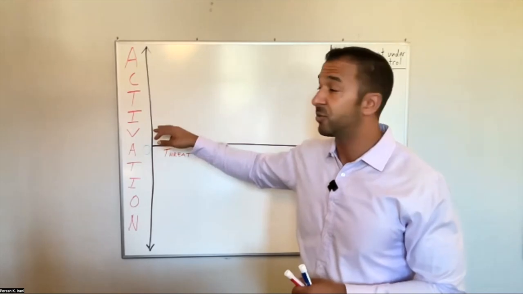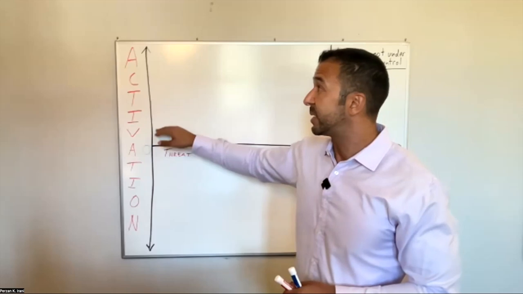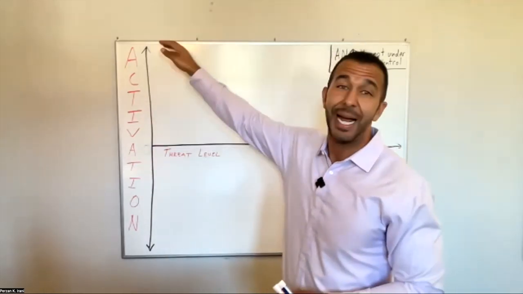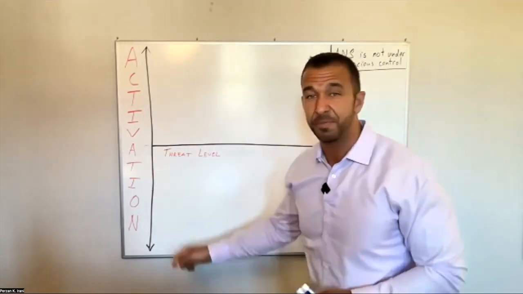Is it safe? Is it dangerous? Right? So there's a little bit of activation, right? But say we turned and it was a huge hungry bear, our system would get very highly activated, right? So this vertical line is activation, okay?